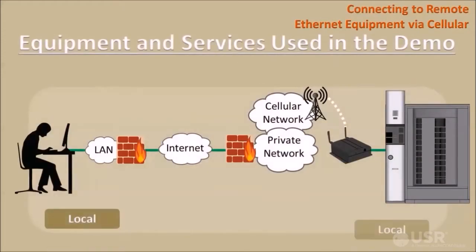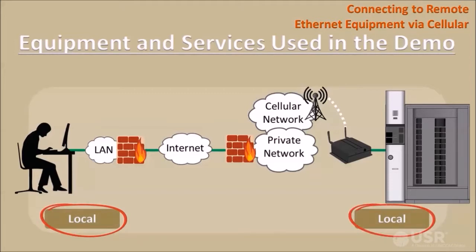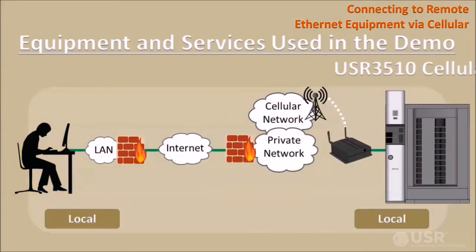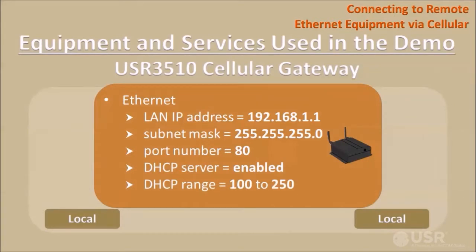For a prototype system, the terminal, the gateway, and the target equipment should all be accessible at the test location. In this example, the terminal is a Windows 7 laptop computer. This computer has one Ethernet port that will be used for a connection to the Internet and for configuring the gateway and the target equipment. Windows has DHCP enabled by default, and the web browser on this laptop is Chrome. The USR 3510 cellular gateway will start with these factory default settings. I'll write down these settings for later use.